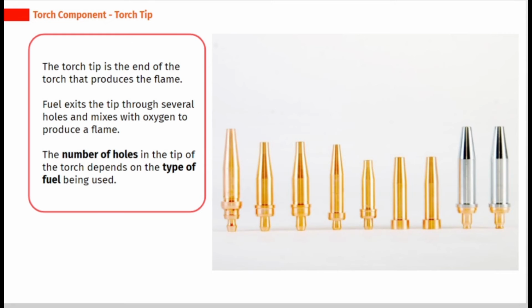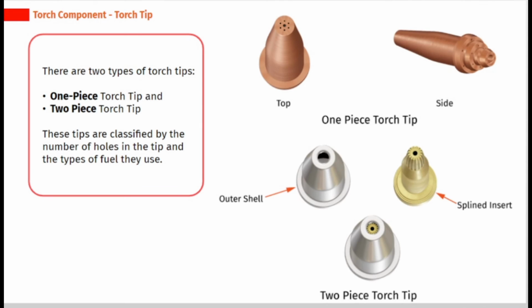The torch tip is the end of the torch that produces the flame. Fuel exits the tip through several holes and mixes with oxygen to produce a flame. The number of holes in the tip of the torch depends on the type of fuel being used. There are two types of torch tips: one-piece torch tip and two-piece torch tip. These tips are classified by the number of holes in the tip and the types of fuel they use.